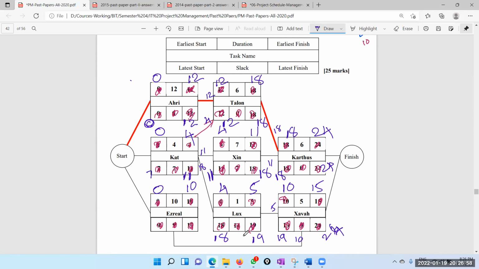This side is also done. Now this is 19, that means this is 19. And 19 minus 10, 9. The backward pass is done.